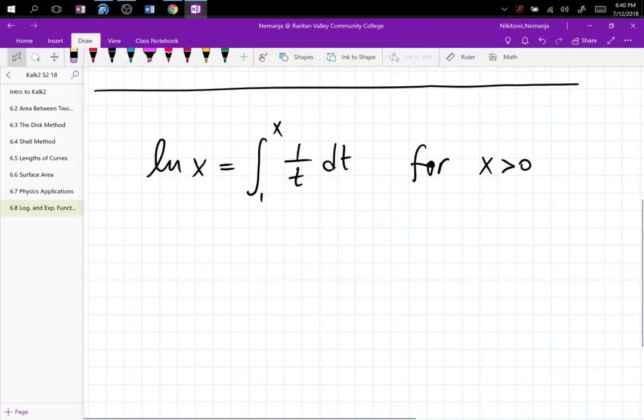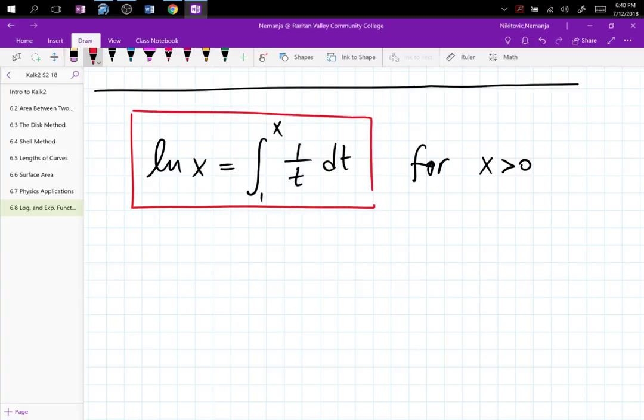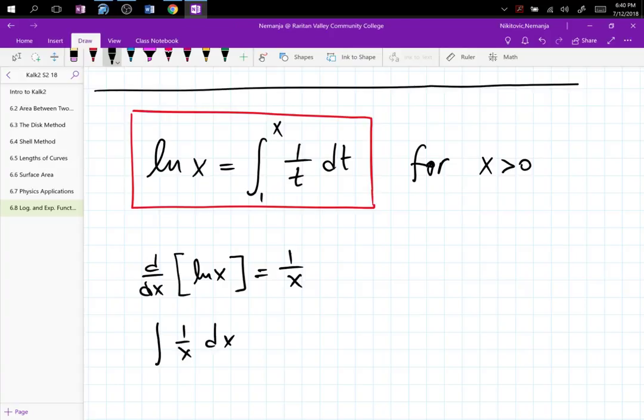And so this is the official definition, and I will go back to Calculus 1 to write some of the stuff. So in Calculus 1, you learned that the derivative of ln x is equal to 1 over x, and then you walk away. The next one you learned is that the integral of 1 over x dx is equal to ln of absolute value of x plus c.